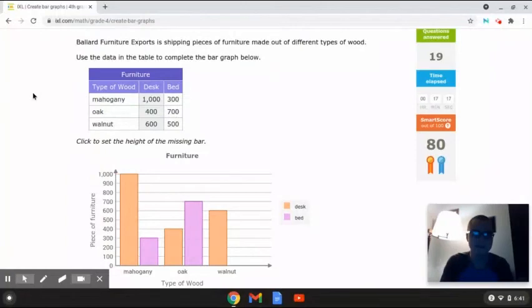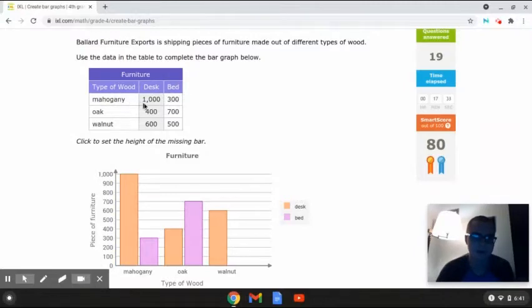All right, so this next problem reads, Ballard Furniture Exports is shipping pieces of furniture made out of different types of wood. Use the data in the table to complete the bar graph below. Alright, so this chart is showing us the furniture, the type of wood, the desk, and the bed.